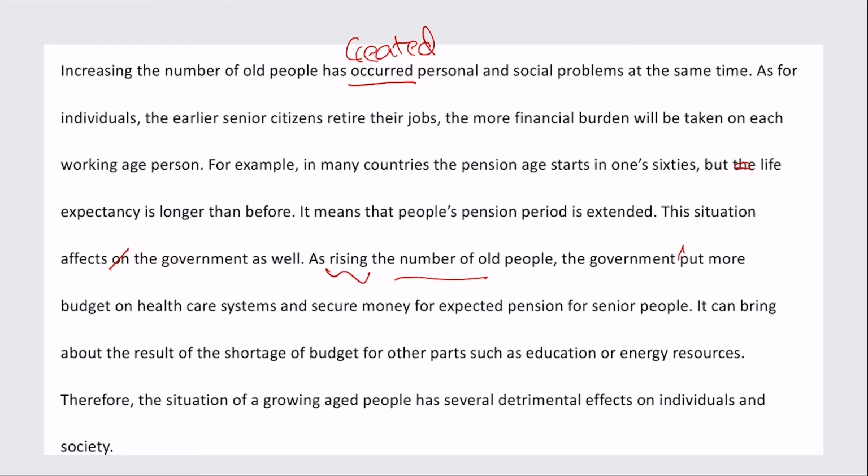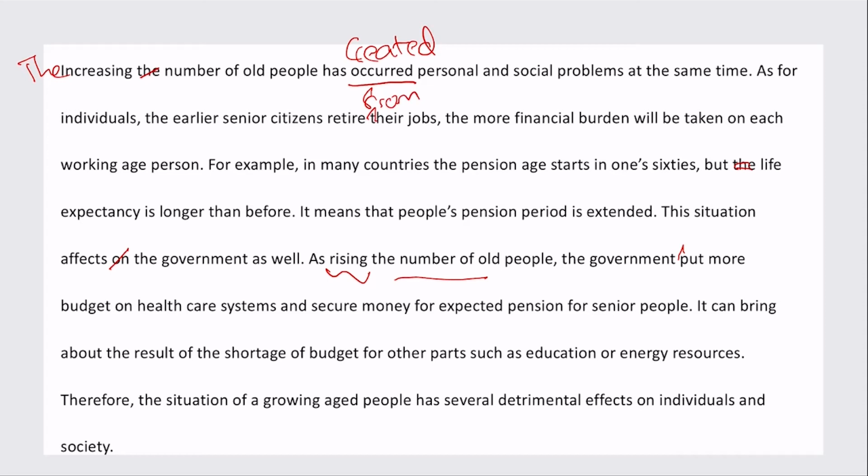Okay. So overall, I think in terms of argument, this is looking okay. So they're identifying some of the problems of an aging population well. I've just got a couple of issues with their sentence structure. So we look here, increasing the number of old people has created personal and social problems at the same time. So we want to have here, the increasing number of old people has created personal and social problems at the same time. As for individuals, the earlier senior citizens retire from their jobs, the more financial burden will be taken on each working age person.